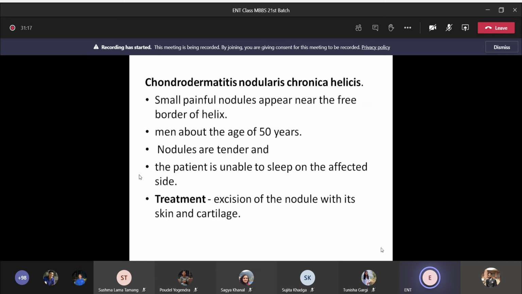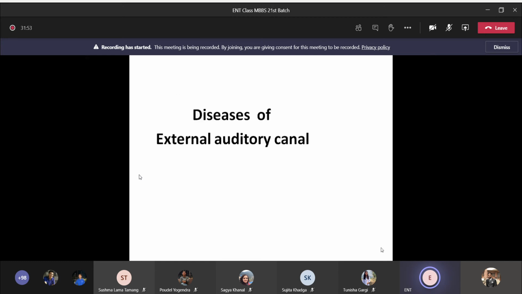Then there is an entity known as chondrodermatitis nodularis chronica helicis. The name itself is long, but if you try to divide it, then you get an idea as to what it might be. Small painful nodules appear near the free border of the helix. It affects men around the age of 50 years. Nodules are tender and the patient is unable to sleep on the affected side. Treatment is excision of the nodule with its skin and cartilage. So you excise the nodule as well as skin and cartilage. Those were some of the common diseases of pinna.